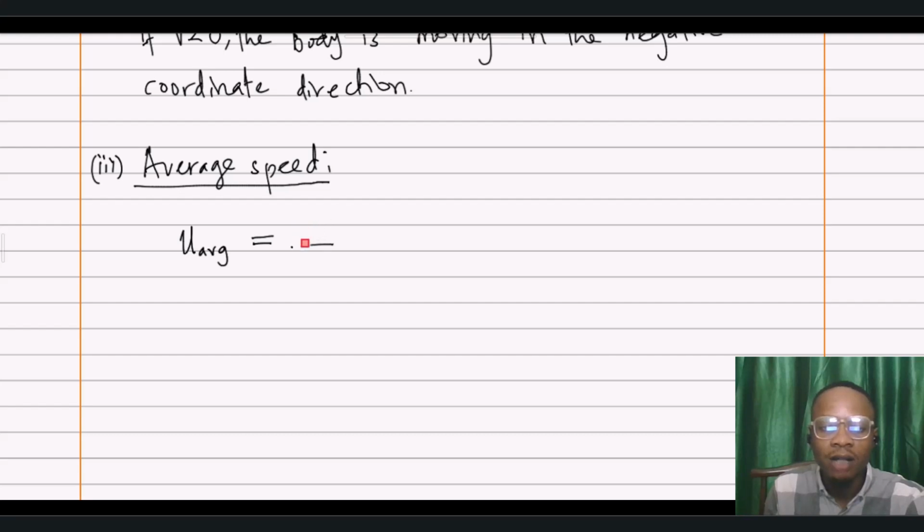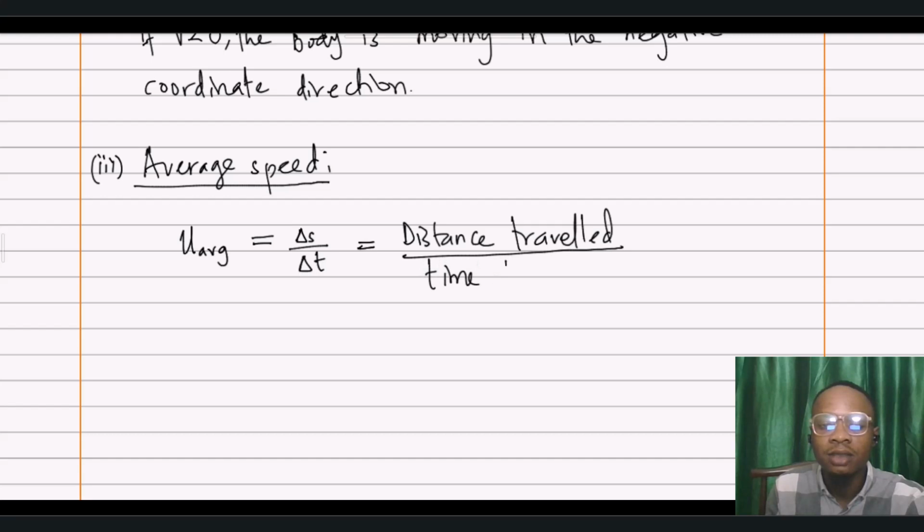I don't want to say distance. I don't want to say delta s. That doesn't look so good to use delta s. But for lack of an alternative, let me use delta s. Distance. This is implying distance traveled divided by time taken. That is average speed. Distance traveled divided by time taken.